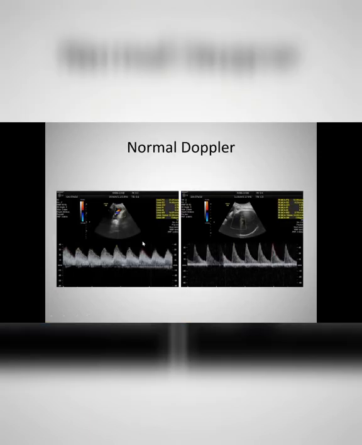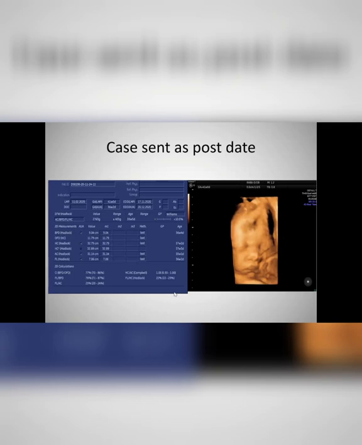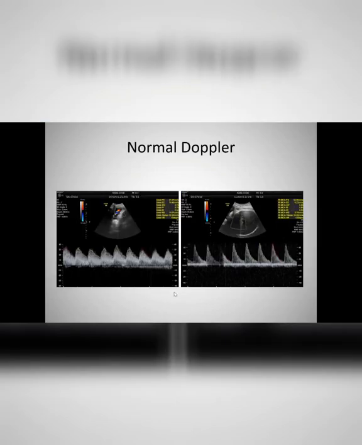Then came the Doppler, and this is also a normal Doppler. Here the RI and PI are normal within the umbilical artery, and this is the middle cerebral artery showing RI 0.8. So we have normal Doppler indices, normal biophysical profile, normal amniotic fluid index. Then in this case, I wrote it that it's good fetal lung maturity, and sent it to her obstetrician to book her whatever he wants.